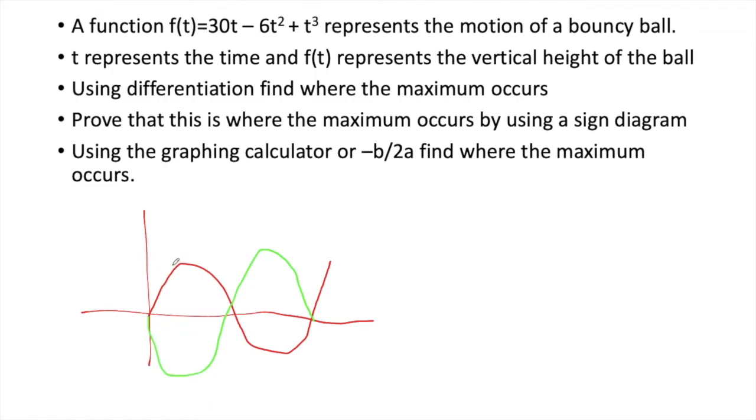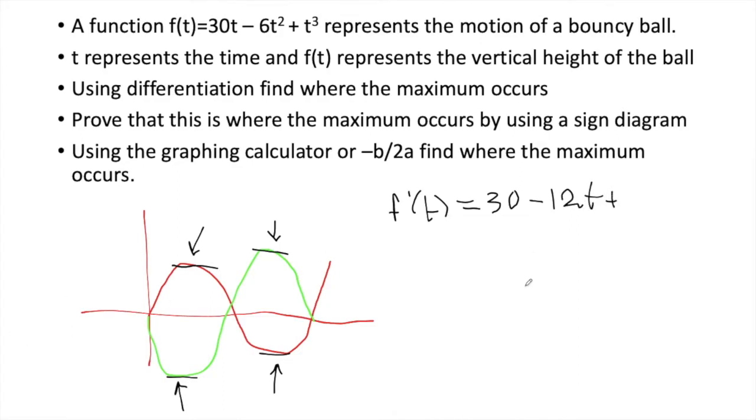So with all these questions, when you want to find when a minimum or a maximum occurs, you need to differentiate and set equal to 0, because the tangent is always 0 at these black lines. So we get the original function, and let's differentiate that. So we are going to have f dash of t is equal to 30 minus 12t plus 3t squared.